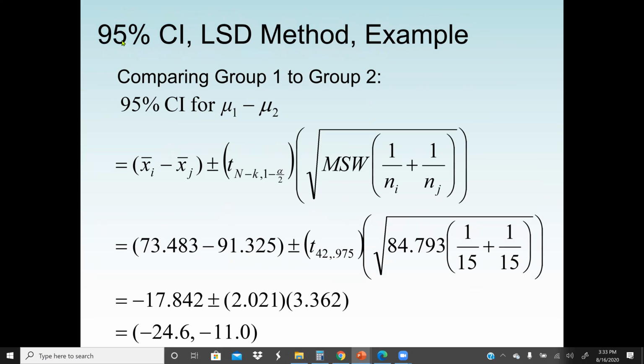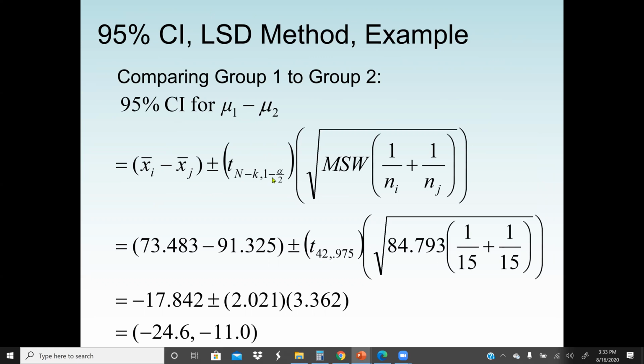So let's do the example for the 95% confidence interval for the LSD method. We say 95% confidence interval, so our alpha will be 0.05. This is for mu1 and mu2, the difference of mu1 and mu2. So we find the mean sample difference, plus or minus t with n minus k degrees of freedom, 1 minus alpha over 2.